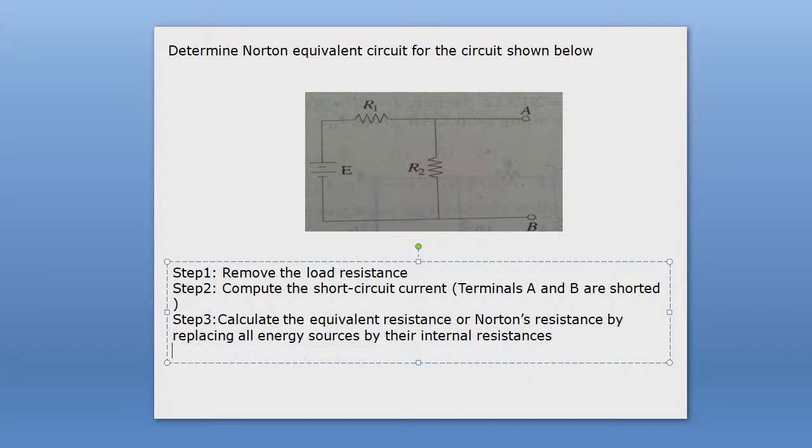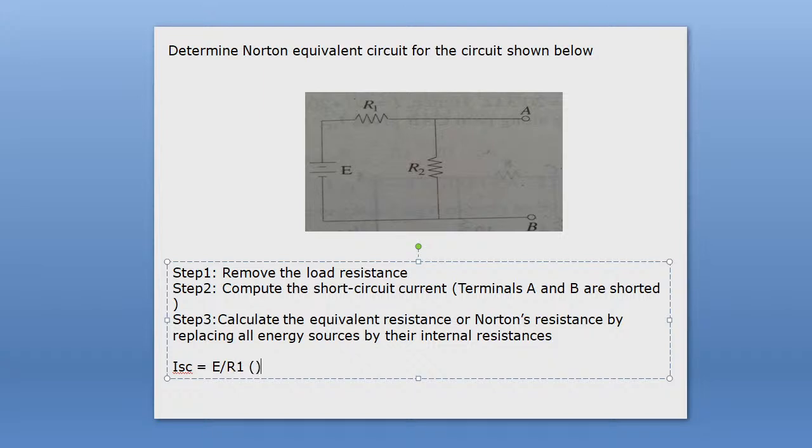So for this circuit you can calculate, if you make short A and B, these two terminals, if you use a short path here, then you can say that this R2 resistance is shorted out, so therefore the current which will flow through this short path will be equal to I short circuit current, equal to nothing but E divided by R1, since R2 is also shorted, okay.